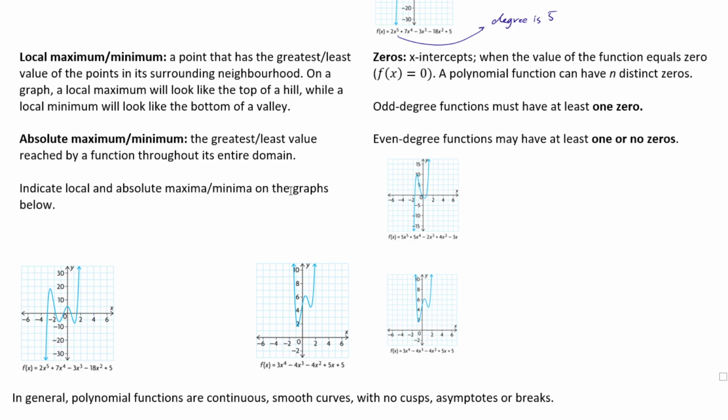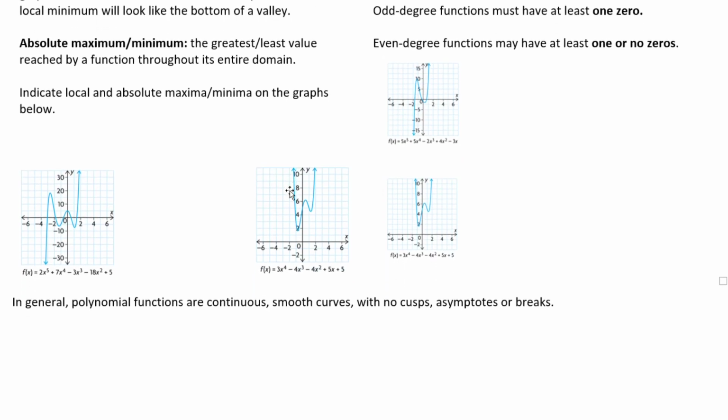Indicate the local and absolute maximum and minimums on the graph below. So if we were to take a look at this one, this is an odd degree polynomial. So I'm just going to write that below here. This is an odd degree polynomial. And if we look at the fact that it's an odd degree polynomial, we will see that it will have no absolute maximums or minimum.